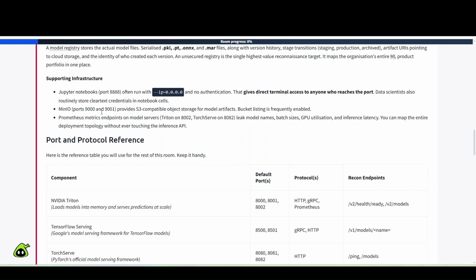MinIO, ports 9000 and 9001, provides S3 compatible object storage for model artifacts. Bucket listing is frequently enabled. Prometheus metrics endpoints on model servers, Triton on 8002, TorchServe on 8082, leak model names, batch sizes, GPU utilization, and inference latency. You can map the entire deployment topology without ever touching the inference API.